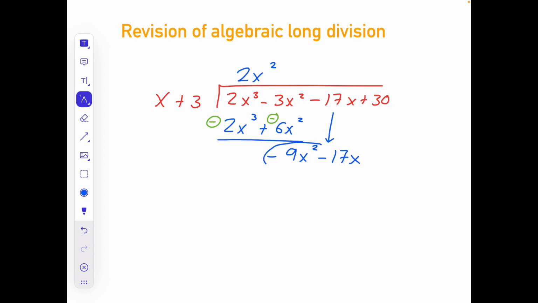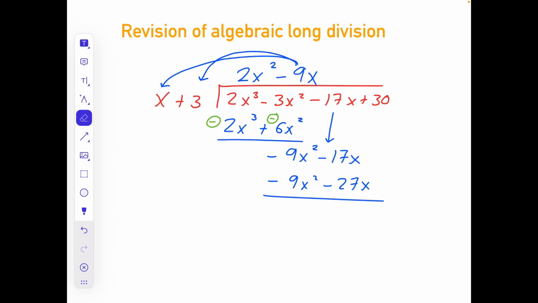Once you get that far, we're just starting again and repeating the full process, but we start with this number. So we have x, and my question in my head is, what will I multiply x by to get minus 9x squared? So to go from x to minus 9x squared, you have to multiply by negative 9x. Then we need two numbers to go underneath here. So minus 9x multiplied by x will give me minus 9x squared. And minus 9x by 3 will give me minus 27x.